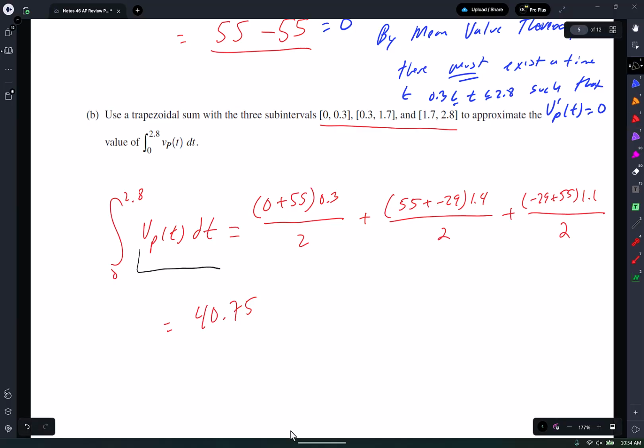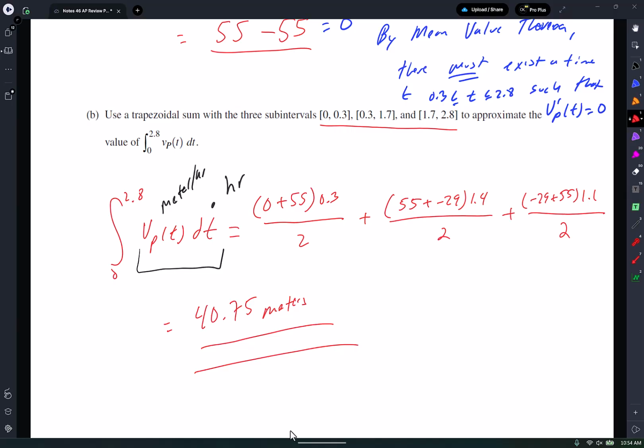What are my units? Guys, this is area under the curve. What's velocity? Meters per hour. And time is in hours, so meters per hour times hours is meters. Guys, we take so much time. We don't do calculus routinely, guys. We're gonna forget some of our basics.